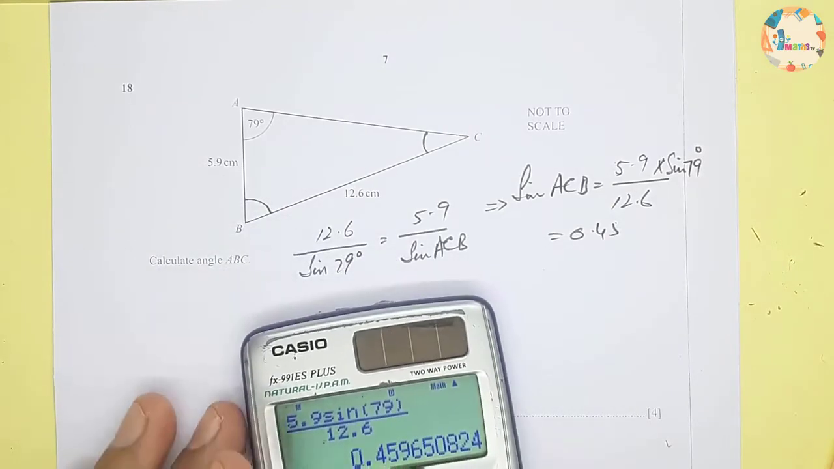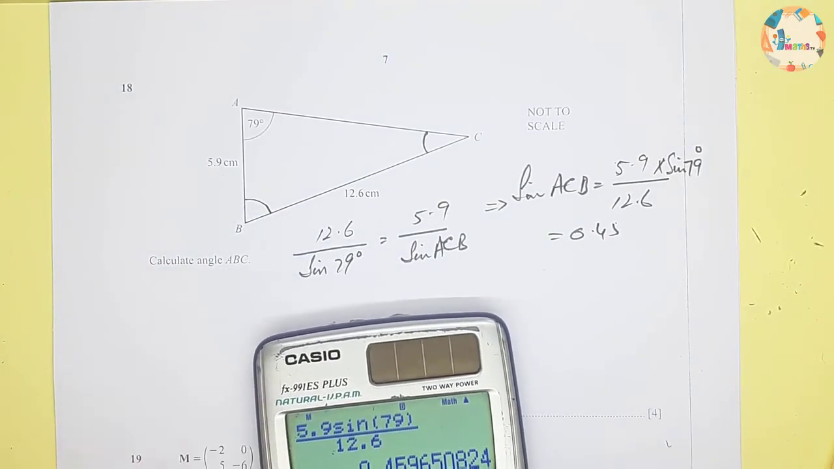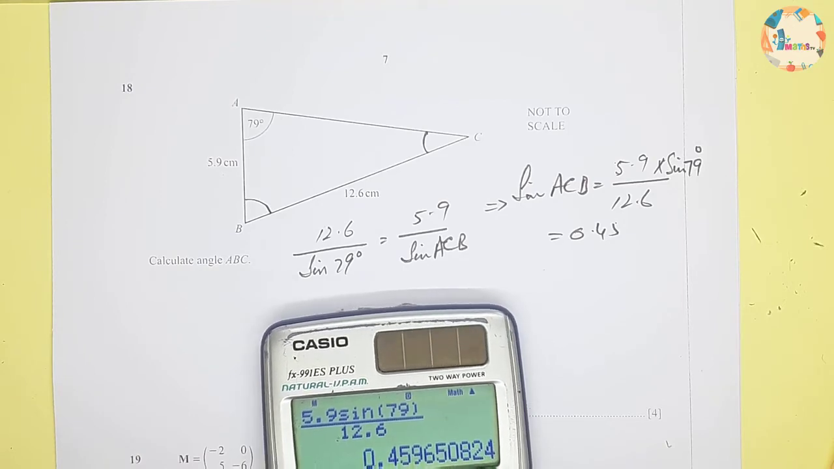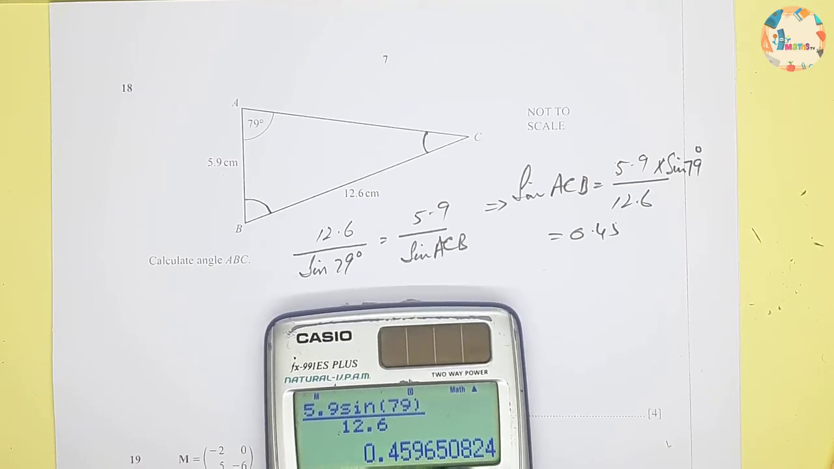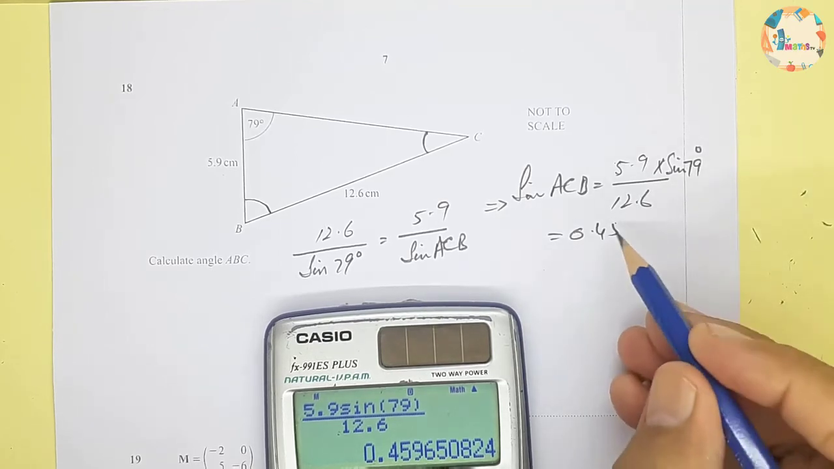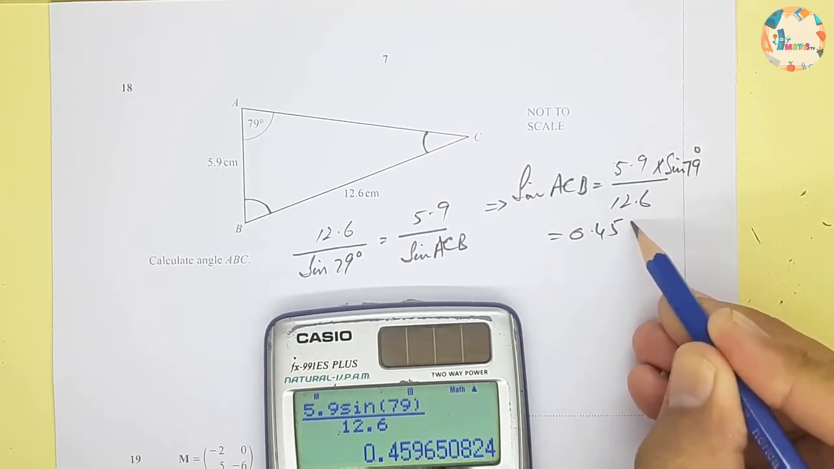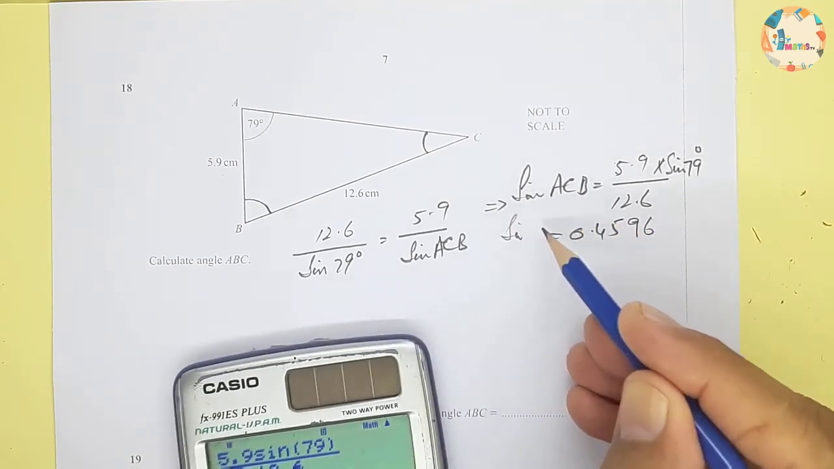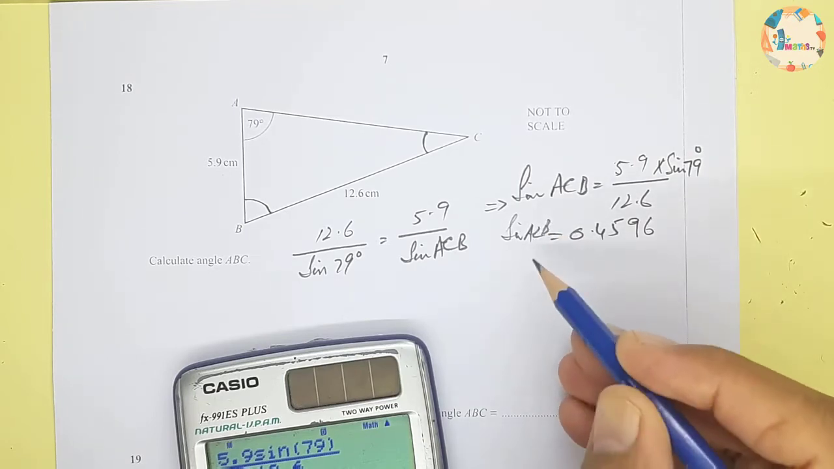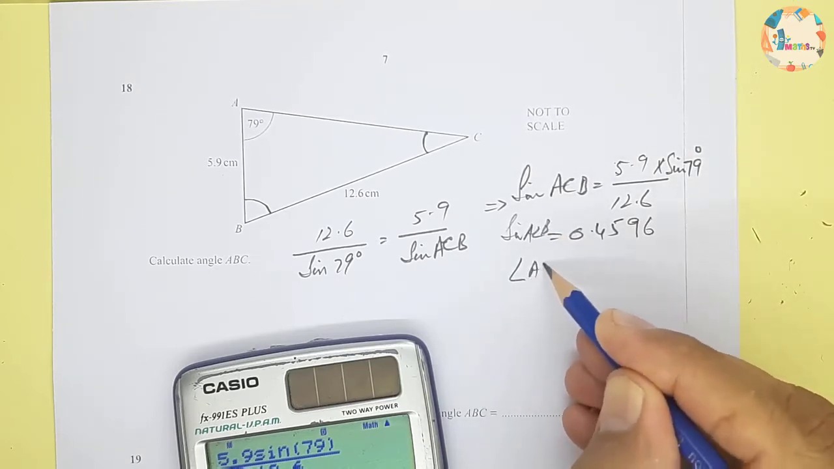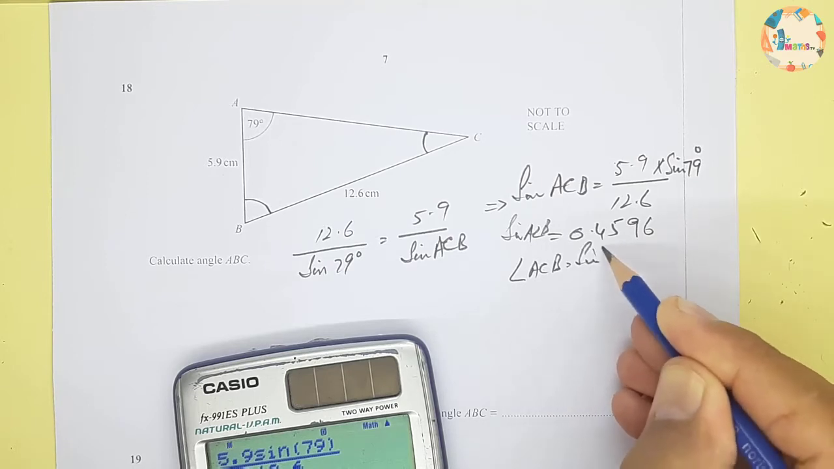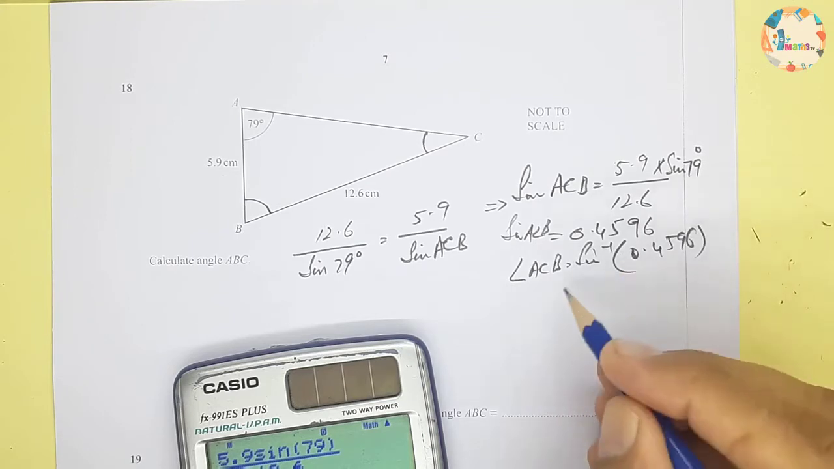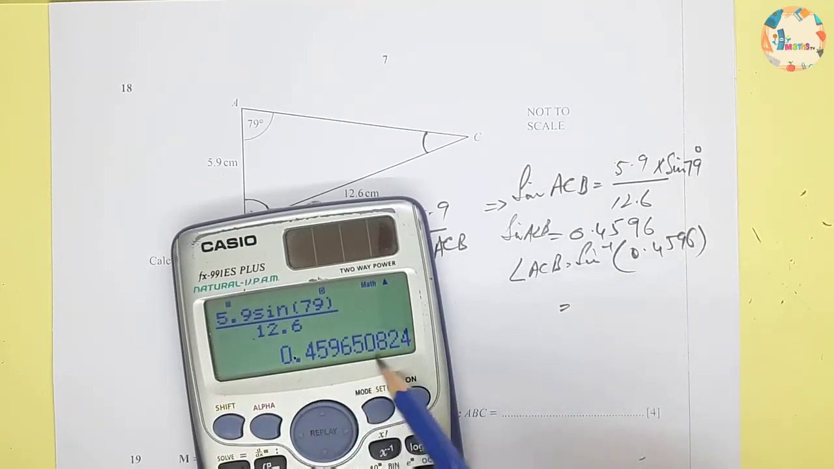Basically this is in sine of 79 degrees. I need to check why this is. Yeah, good. So this is basically 0.4596. So this is sine of ACB. So angle ACB will be equal to sine inverse of 0.4596. So we can take sine inverse of this calculator value.